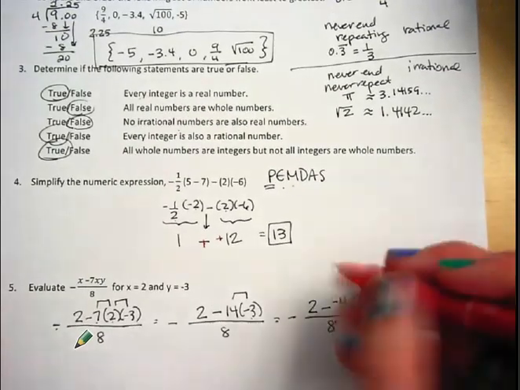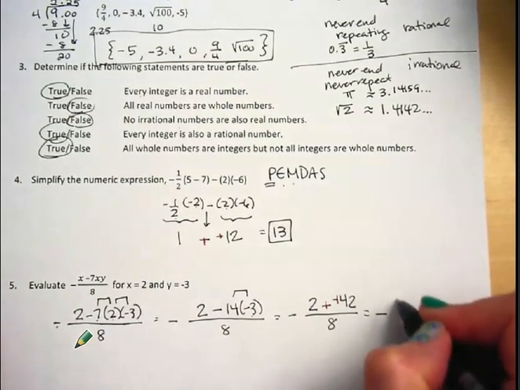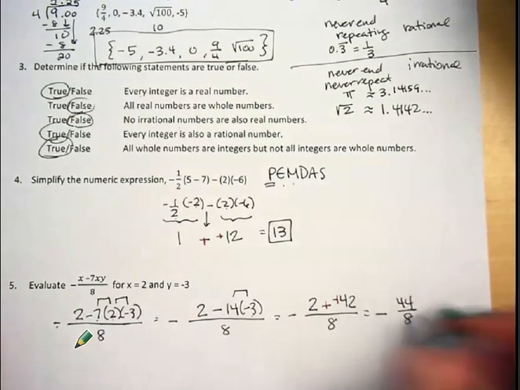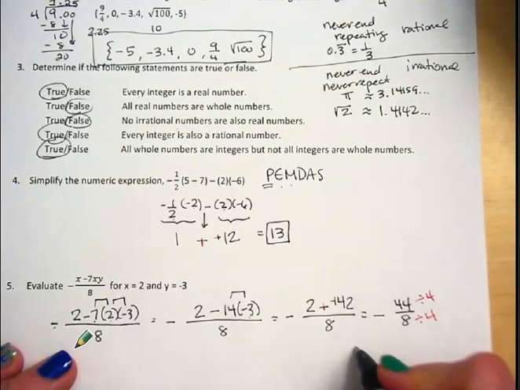Now I have minus negative makes a plus. So that's +44 over 8. Both of these numbers have a 4 in common, and the negative is just going to stay out front. So -11 over 2.